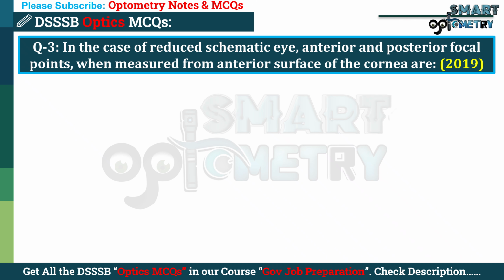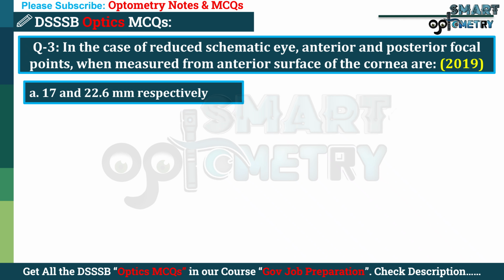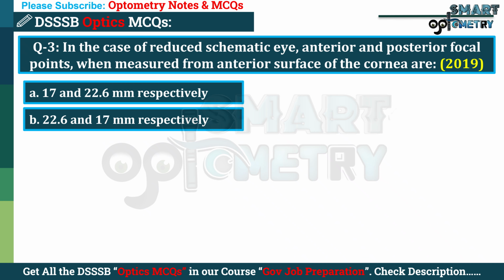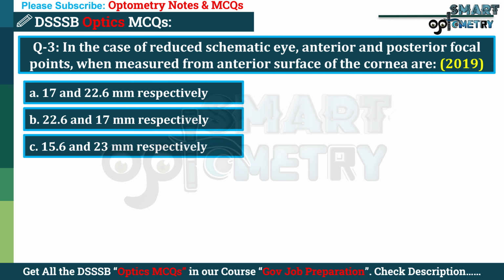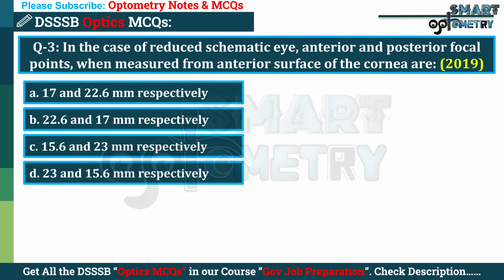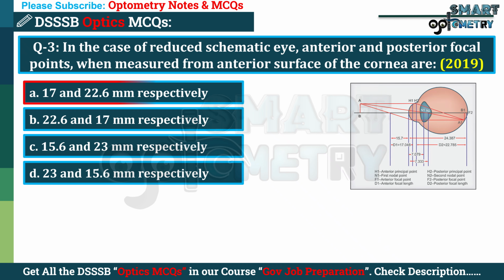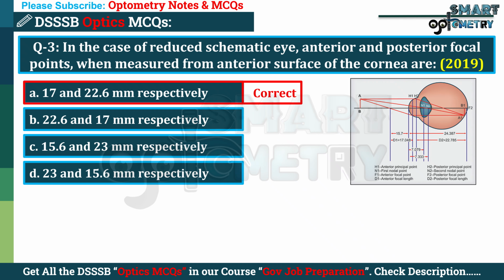Question 3. In the case of reduced schematic eye, anterior and posterior focal points, when measured from anterior surface of the cornea, are: Option A, 17 and 22.6 mm respectively. Option B, 22.6 and 17 mm respectively. Option C, 15.6 and 23 mm respectively. Option D, 23 and 15.6 mm respectively. The correct answer is A, 17 and 22.6 mm respectively.